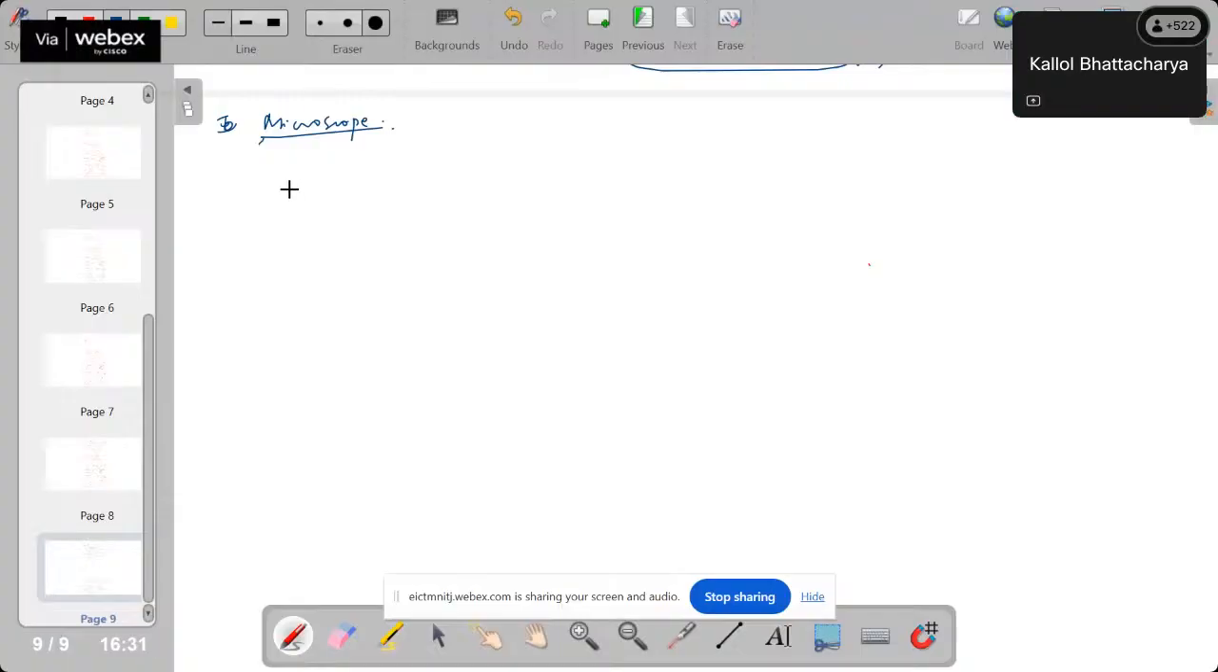Okay, so if I want to draw a basic microscope, let's say this is my optical axis, and we have a lens here. Let's say an object here. This is my object, a microscopic object. And this is the microscope objective. So the lens which faces the object is called an objective.